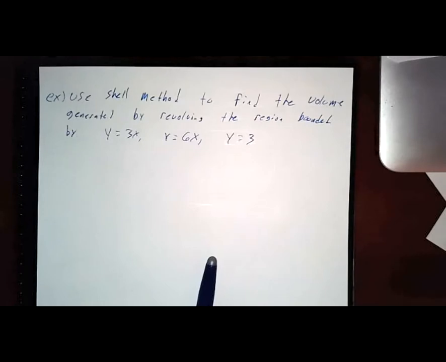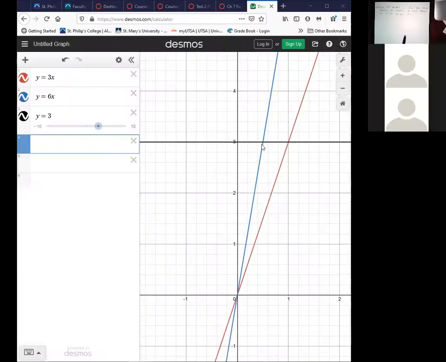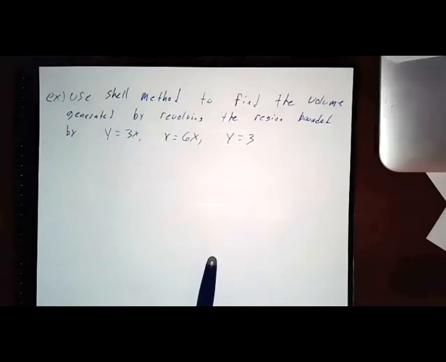Let's make sure. Yeah, it's y equals 3. Okay. Yeah, so this graph looks good. So it looks like we're going to be in here. And we're rotating on the x-axis, so we're going down this way. All right. And they want us to do shell. Okay.